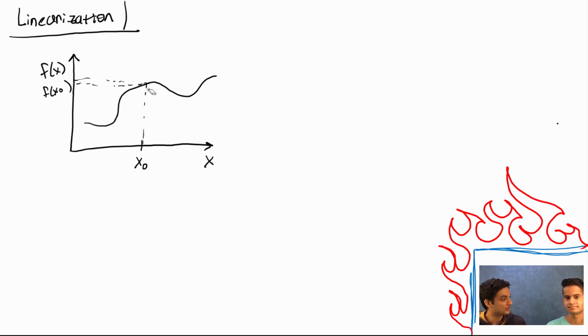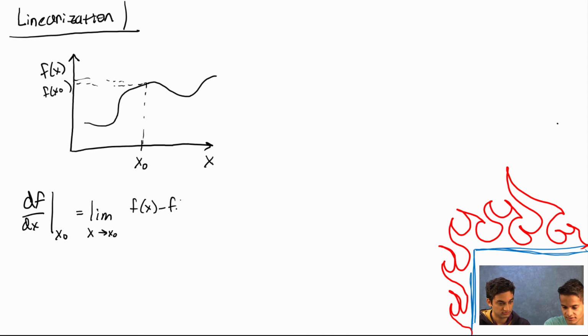So, what's the definition of a derivative with respect to limits? Throwing back to high school calculus, df dx evaluated at x0 was the limit as x approached x0 of f of x minus f of x0 over x minus x0. If you remember what the derivative means graphically, it refers to the slope of the curve at that point.